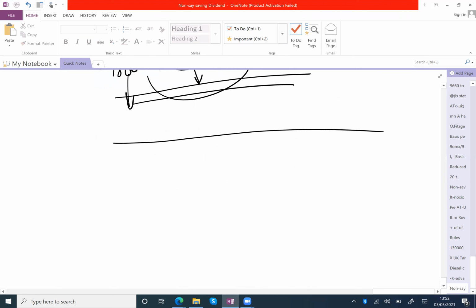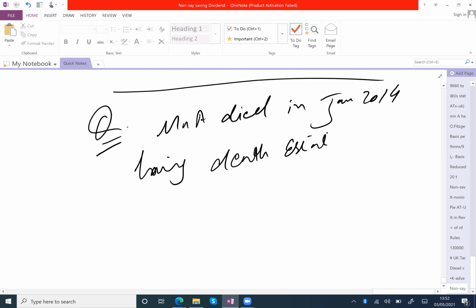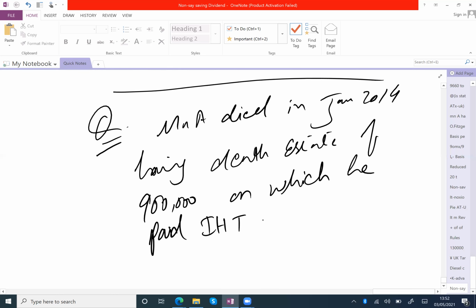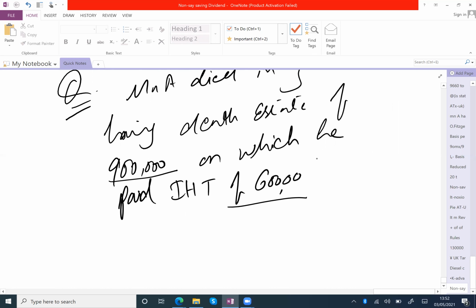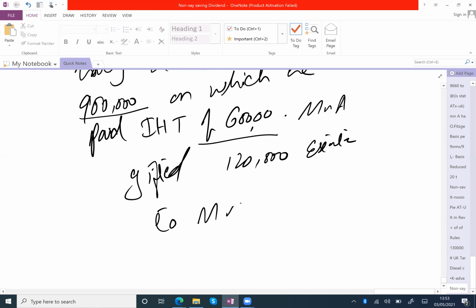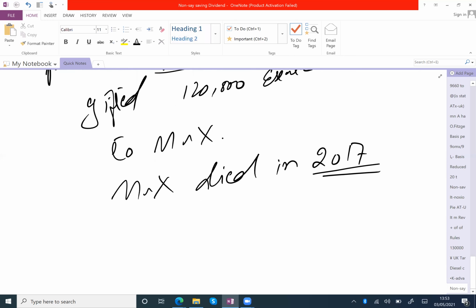You can also write down an example on it. For example, question: Mr. A died in January 2014, having a death estate of 900,000, on which he paid IHT of 60,000. So total death estate 900,000, out of which you pay 60,000 IHT. Now Mr. A gifted 120,000 of estate to Mr. X. Next paragraph, Mr. X died in 2017. So Mr. A died in 2014 and Mr. X died in 2017. So within 5 years, two deaths occur.